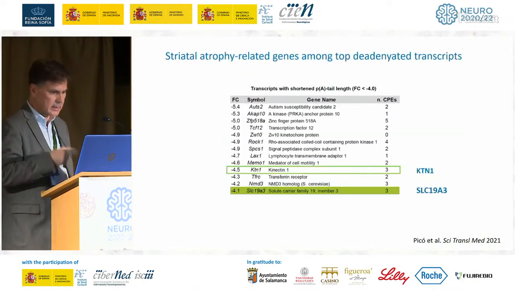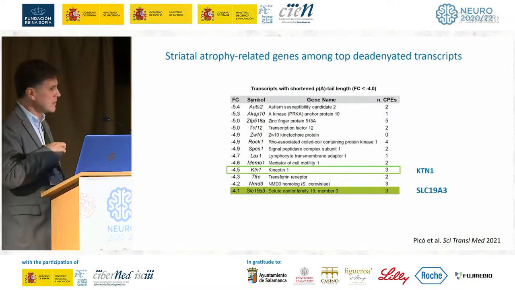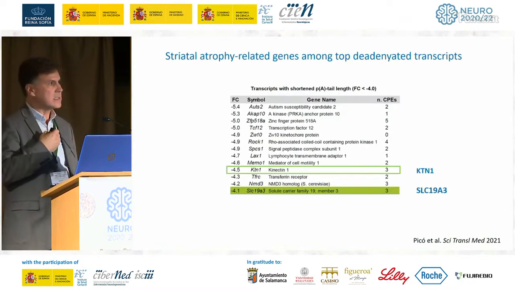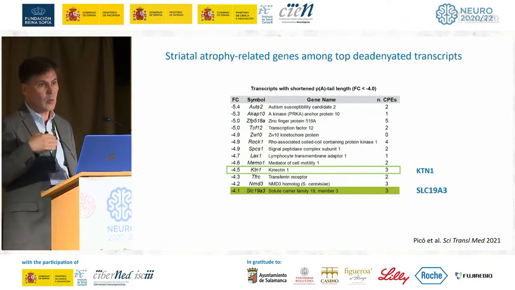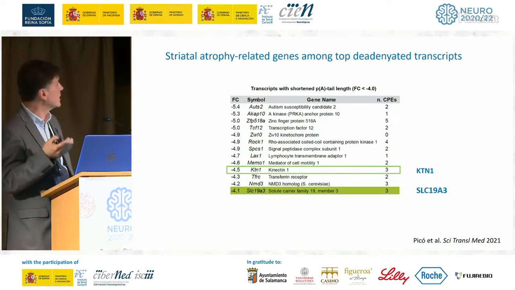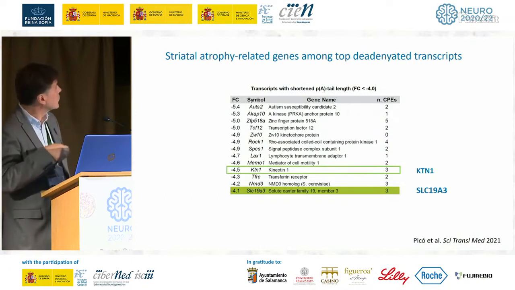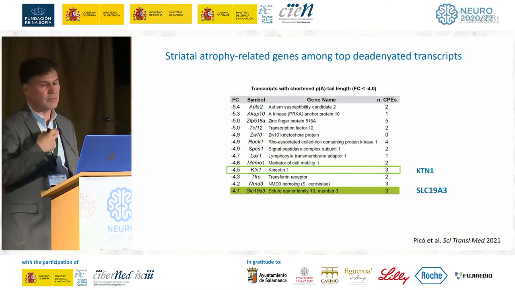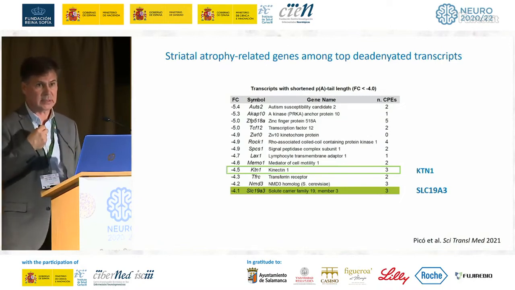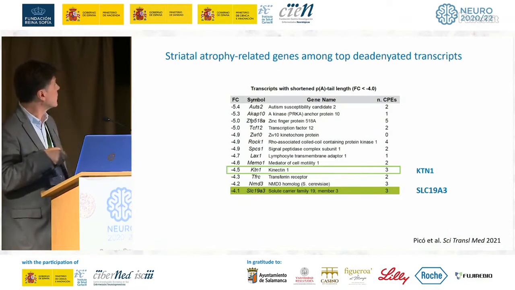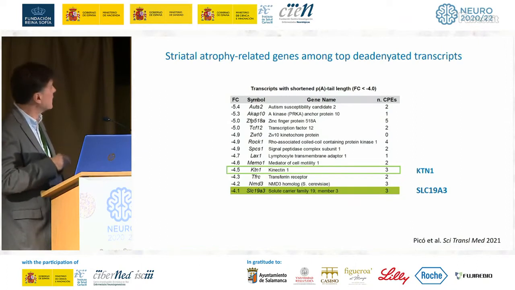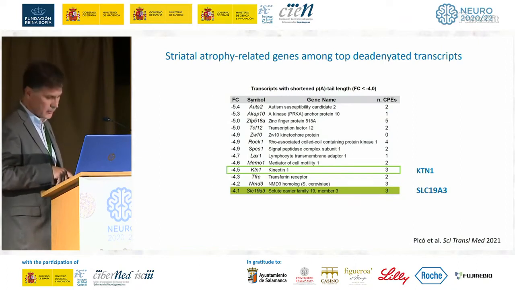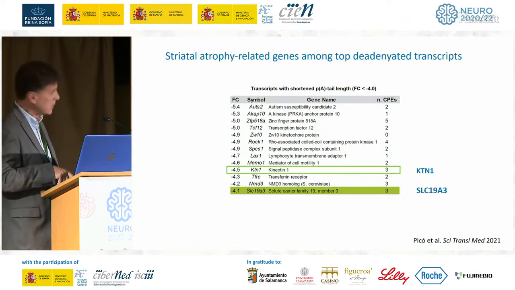And the latter were very interesting, because those genes with the most marked deadenylation, which is supposed to correlate with lower expression of the protein, with lower translation, among the top deadenylated transcripts, we found 2 genes related to striatal atrophy that had never been related to Huntington's disease. One is kinectin, which I don't have the time to present today, and the other one that was very interesting is SLC19A3. It's a solute carrier protein.